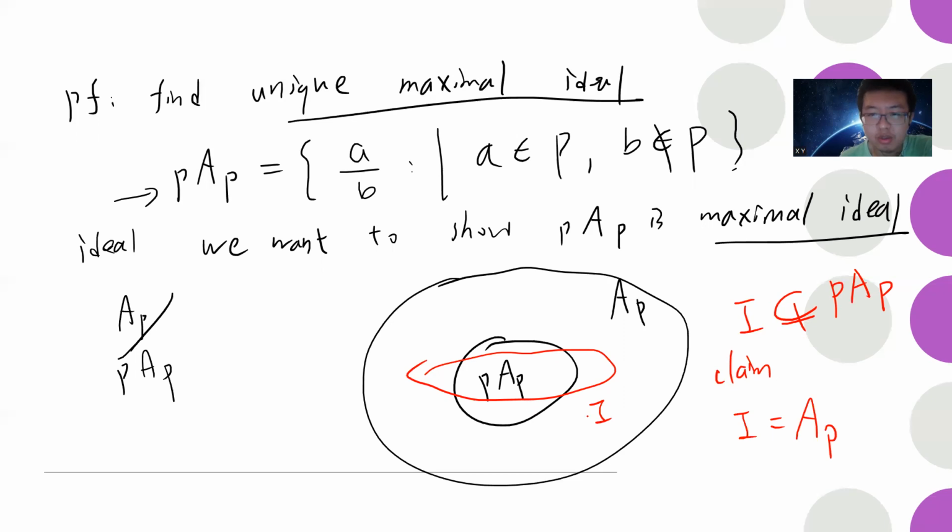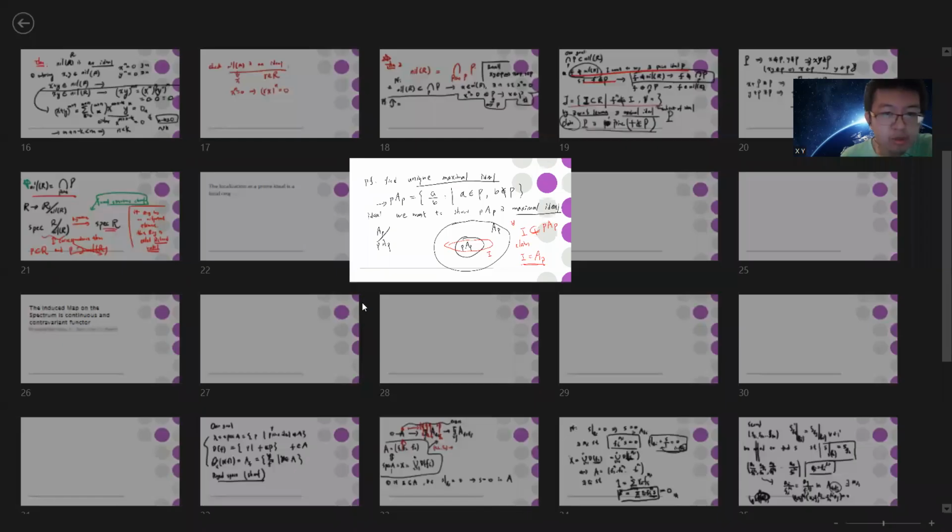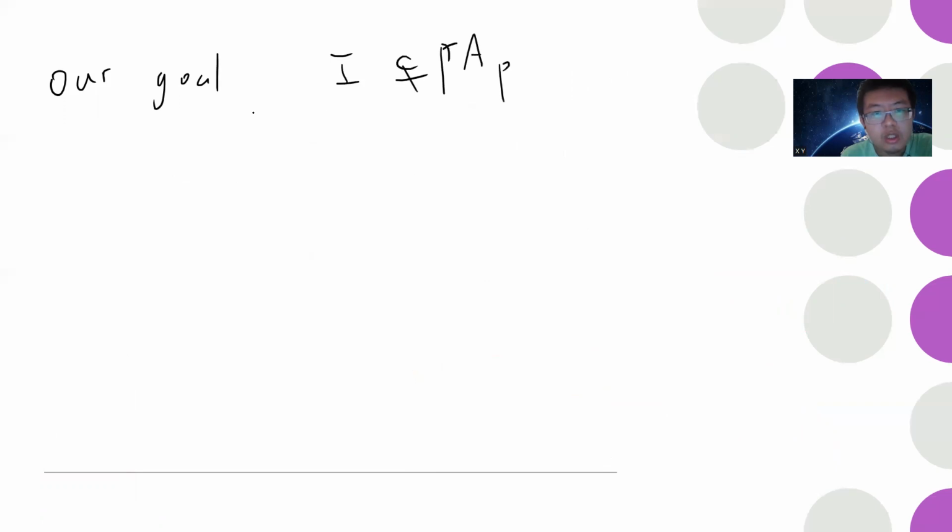This is by definition. Okay, so if I can say that for any ideal which is not contained in P A_P, I is the whole ring, then by definition there is no ideal between P A_P and A_P, then P A_P is a maximum ideal, and by definition it is also unique. Okay, because if you have another maximum ideal which is different from P A_P, then this one must be A_P. Okay, so this is our goal. Our goal is to show this.